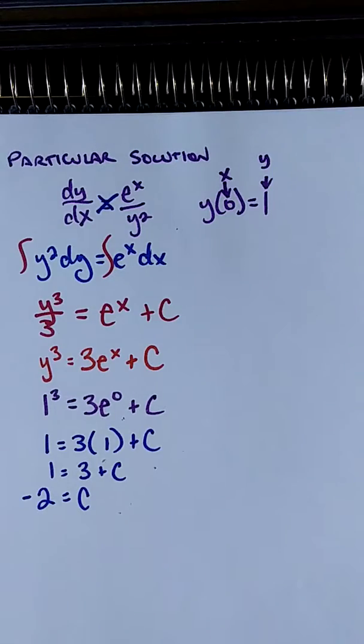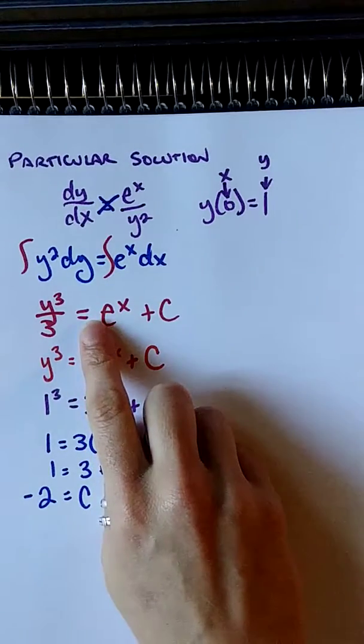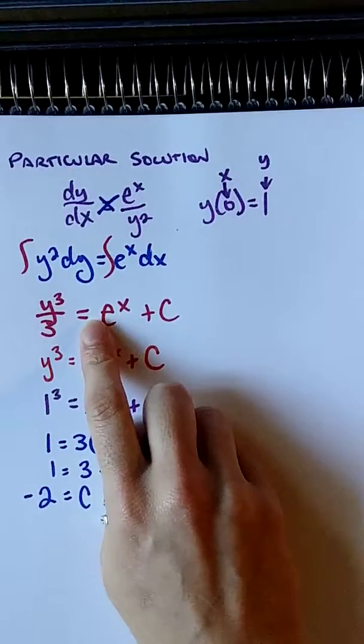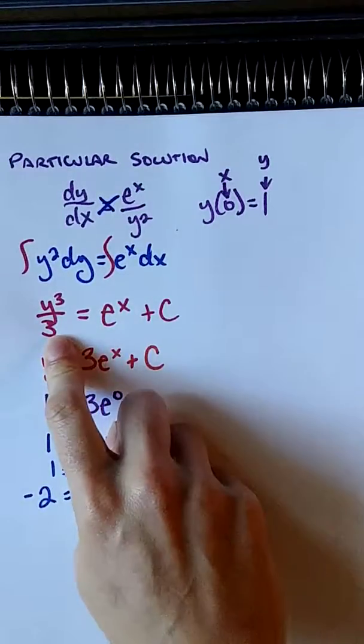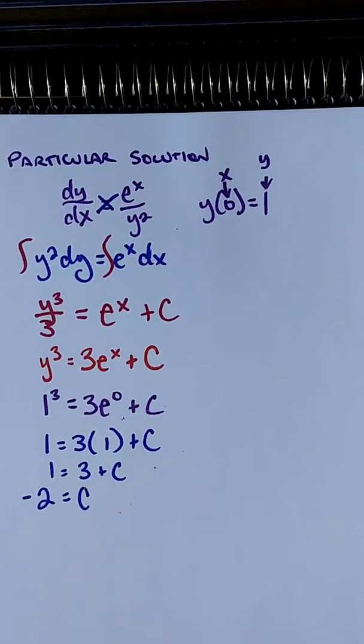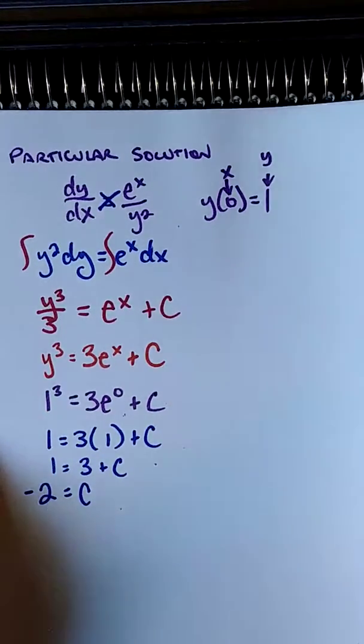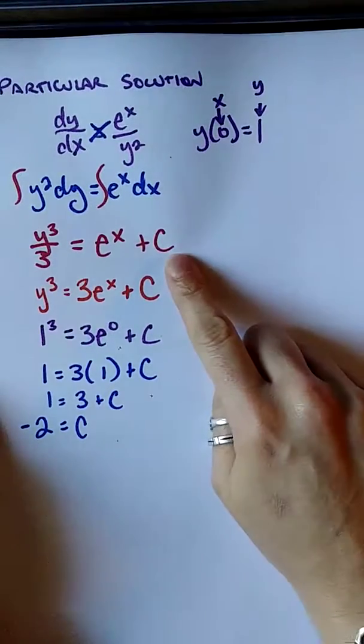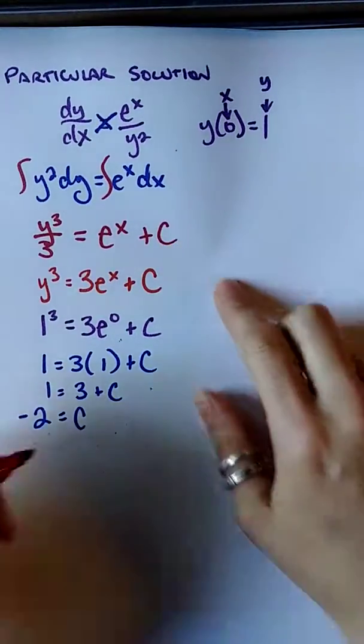If you had solved for c up here before multiplying by 3, you would have gotten c as negative 2/3, which is totally correct, because your next step would be to solve for y, and you do that by multiplying everything by 3. So the 3's would cancel, and you would end up with a negative 2 anyway. So again, it doesn't matter when you do that step. So using my c as negative 2, I'm going to plug that back into my general solution so that I can get my particular solution.